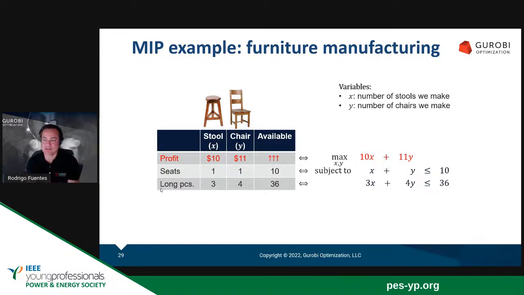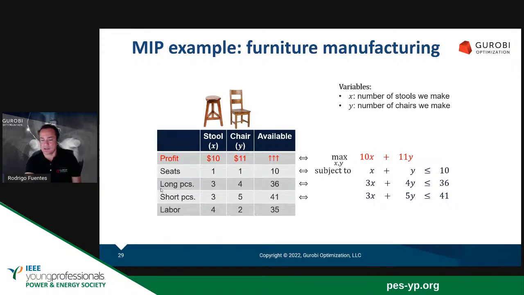And the total number of legs cannot exceed 36 because that's what I have in inventory, correct? The same goes for the short pieces. I'm not going to repeat this one. It's the same thinking, the same type of formulation. That's another constraint, right? So here we have an optimization problem where we want to maximize our profit subject to constraints. And of course, something important that I didn't say is the labor, right?